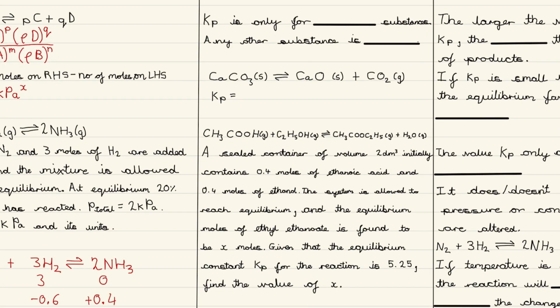Now Kp is only for gaseous substances, and any other substance is ignored. So for example, for this reaction here, the Kp expression would be the partial pressure of CO2, and that's it, because this is a solid, so it's ignored, and this is a solid, so it's ignored.